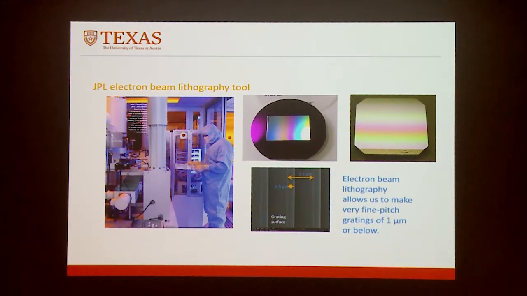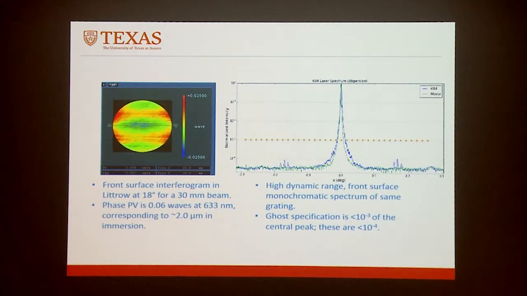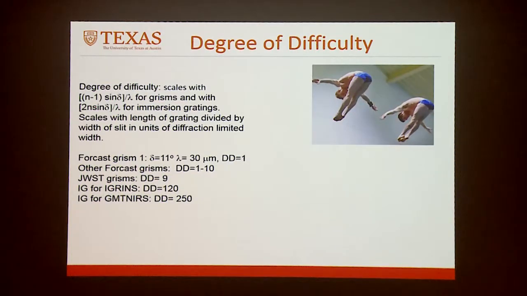So we do some of this work in a clean room and produce these things. This is another technique we use, writing the gratings with electron beams rather than using masks to make the contacts. More testing. And then, as we worked on this over the last 2 decades, we developed a measure of how hard it is to do, and that depends on how long the grating is, the width divided by the width of the slit, and it also depends on the wavelength that you're working at and the angle, that angle delta.